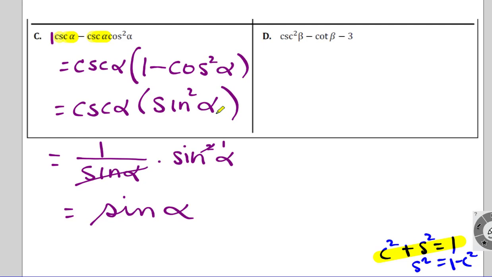Okay, what about D? It's cosecant and cosine, and cotangent, right? And so there's no way for us to factor, so we need to get rid of one of those, right? We don't want it to be both cosecant and cotangent. How do you think we could change this?